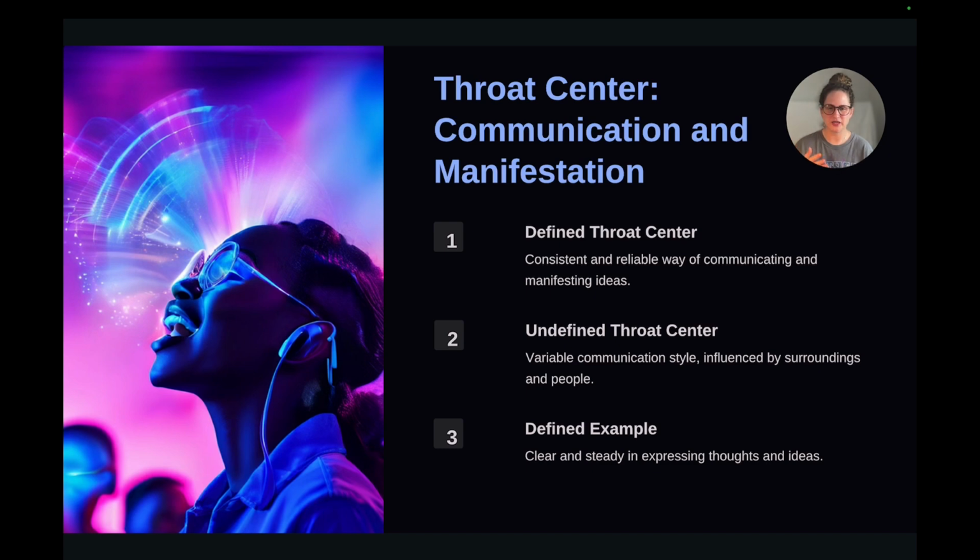They're able to find common ground, explain, communicate in a lot of different ways so they can reach a lot of different people. So an example of a defined center is they have a clear and steady way of expressing their thoughts and ideas. And like I said, undefined have a very adaptable way of speaking and communicating.